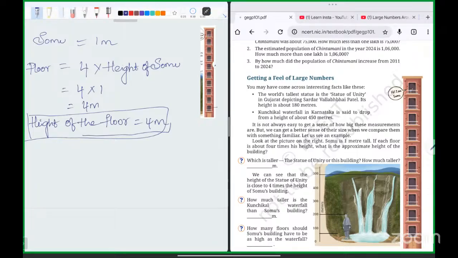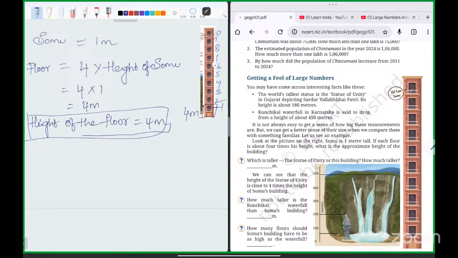So this is the first floor, this is the second, this is third, this is fourth, fifth, sixth, seven, eight, nine, and 10. So there are 10 floors in the building. To find the height of the building, we already got the height of the single floor. Let us take the first floor. The height of this floor is 4 meters. So here we can clearly see that each floor is of the same height.